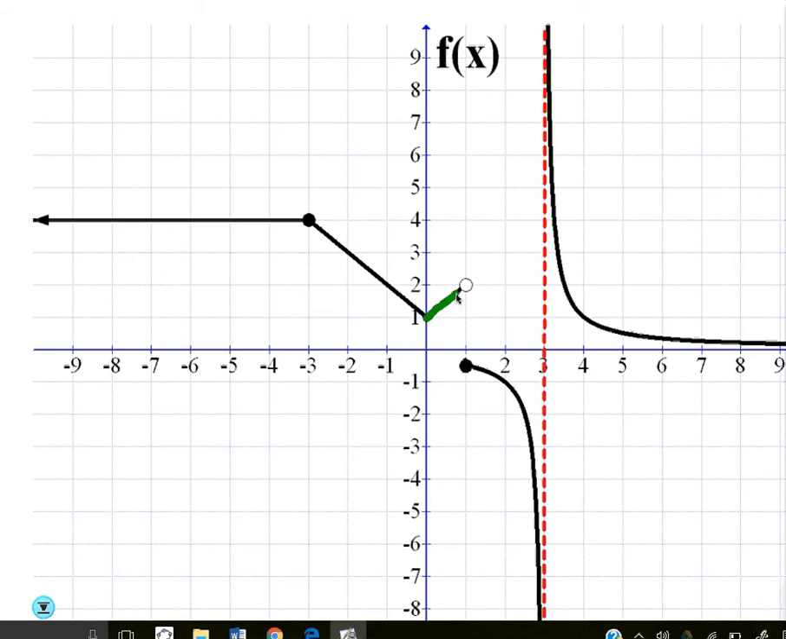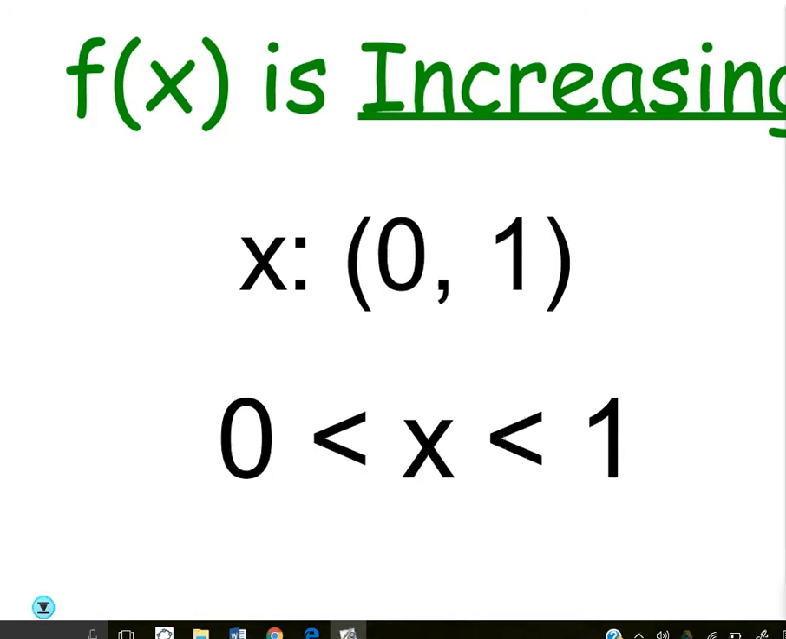Yes. Nope. From 0 to 1. Oh, you're looking at the y value. Again, it's the x value where the y goes up. So it'd be from 0 to 1.